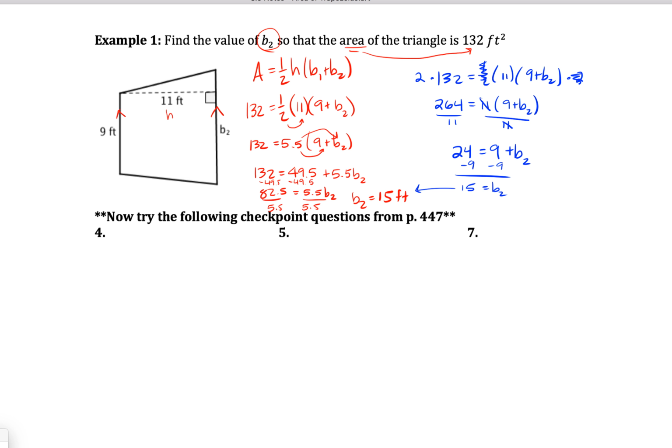It doesn't require me to deal with a decimal in there. And I think overall it's a little bit easier way of doing this. But it's your choice. You can do it either way.